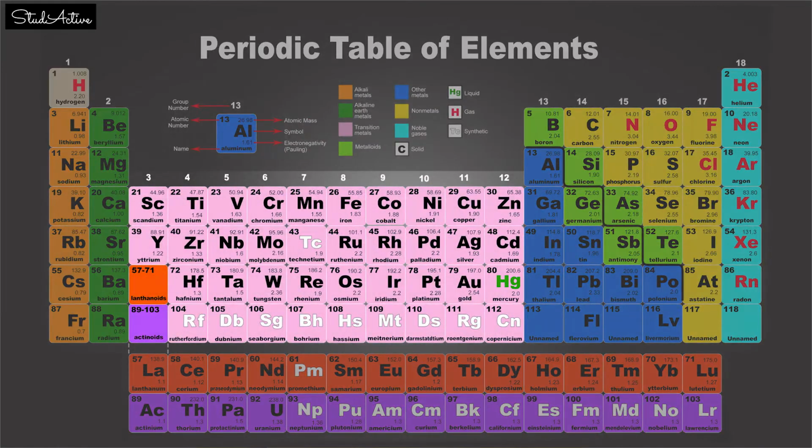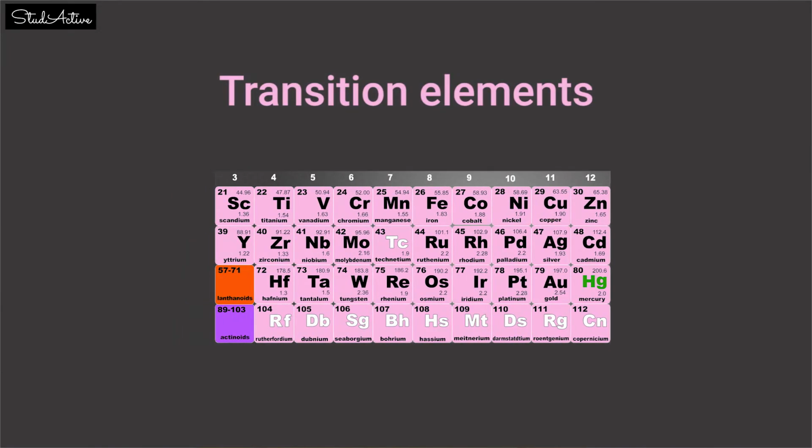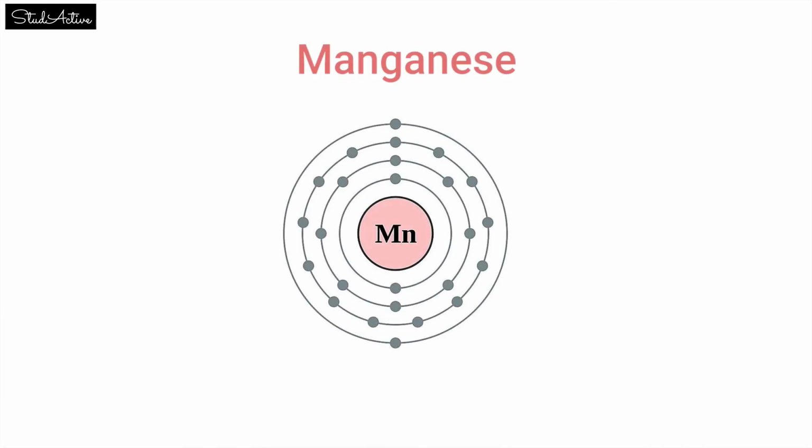Next, transition elements. Elements which are present in groups 3 to 12, in the middle of the periodic table, are called transition elements. Let us take an example of manganese. We can see that in manganese, the last 2 shells are incompletely filled. Hence, it is a transition element.